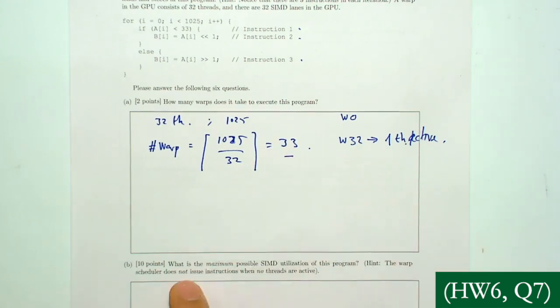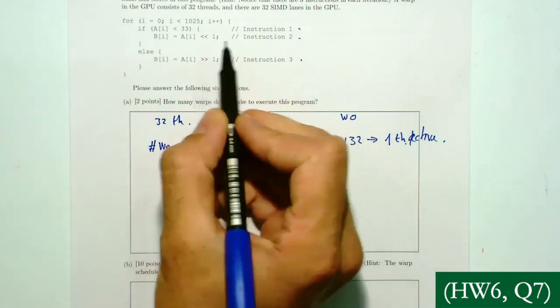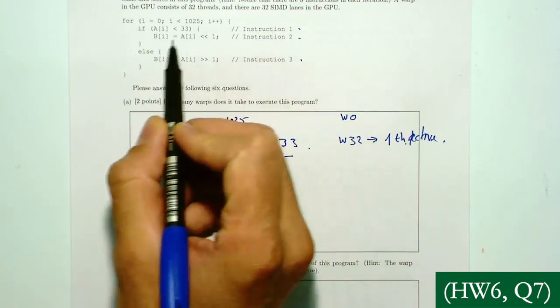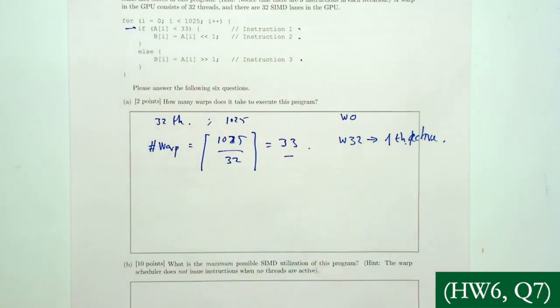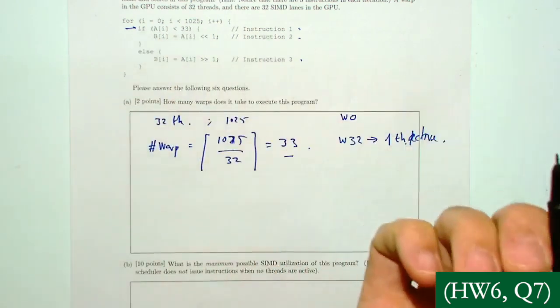So in this case, how can we get the maximum possible SIMD utilization? Maximum possible SIMD utilization will be the case where all threads in a warp go through the same path. Notice that the first instruction here, instruction number one, which is this if statement, is going to be executed by all the 1,025 threads. So there is no possible divergence there. We are going to have, let's say, 100% utilization for this instruction always.